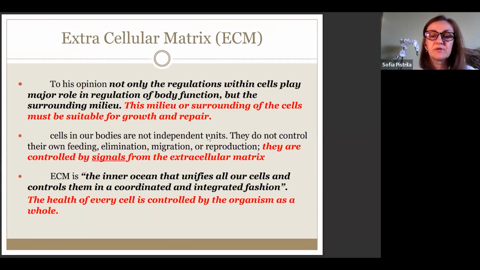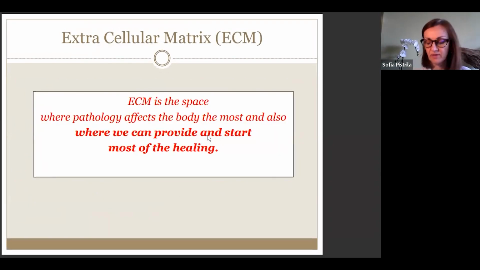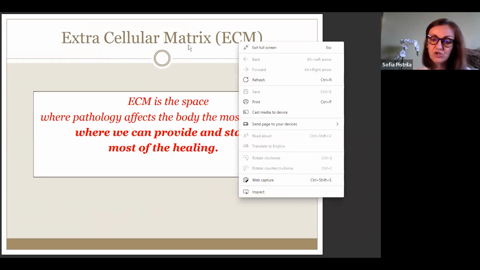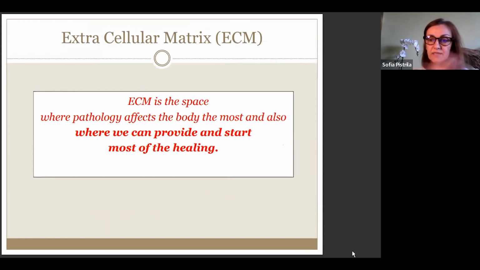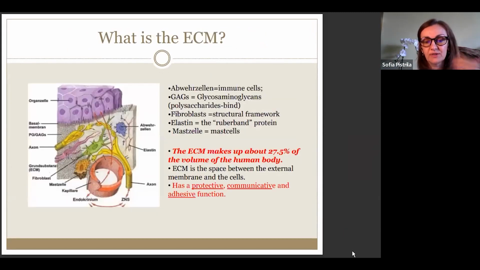So extracellular matrix is the inner ocean that unifies all the cells, and the health of every cell is controlled by the organism as a whole. It's very interesting that you think about the whole body, and that extracellular matrix actually controls the cells and not the other way around. Extracellular matrix is a space where pathology affects the body the most, and also where we can provide and start most of the healing. And this is the key, up to here, 15 minutes of talk. This is the key thing that you have to remember.